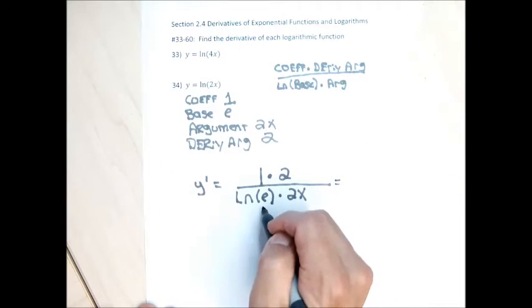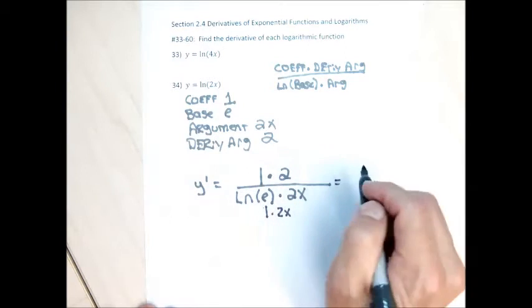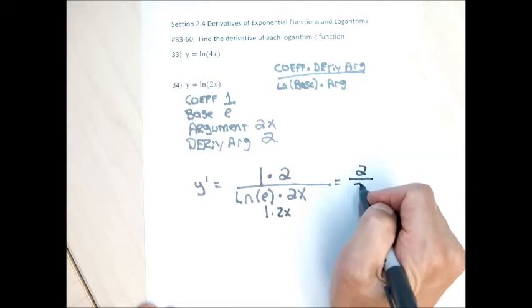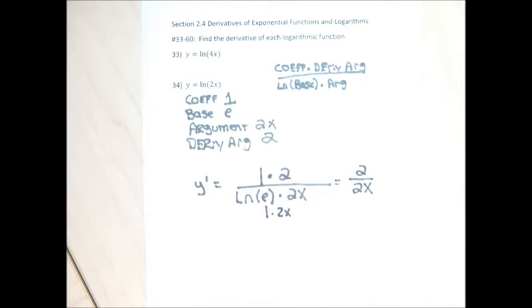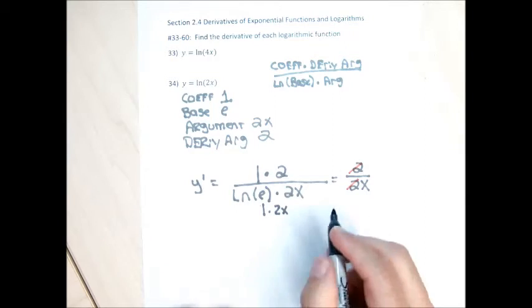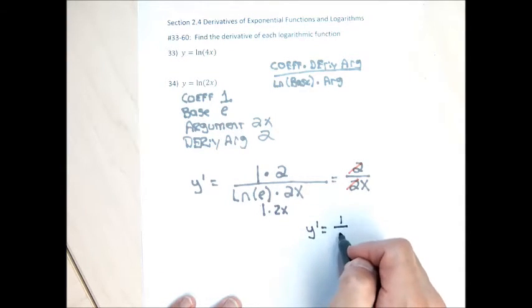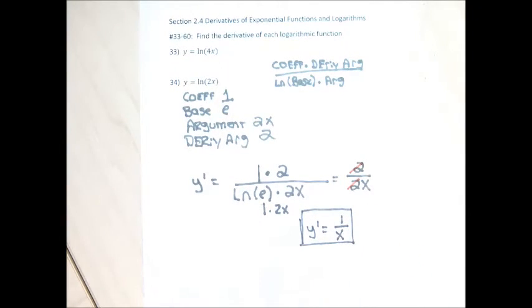So this is really, the denominator is really 1 times 2x, because the natural log of e is 1. The numerator is 1 times 2, which is 2. So this whole derivative comes out to be 2 over 2x. In this fraction, I don't have any adding or subtracting, so I'm allowed to cancel the 2's. When I cancel the 2's, they turn into 1's. I can't write a fraction without a numerator, so I need to leave the 1 behind in the numerator. And the derivative for number 34 is just going to be 1 over x.